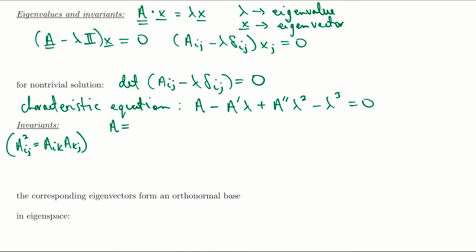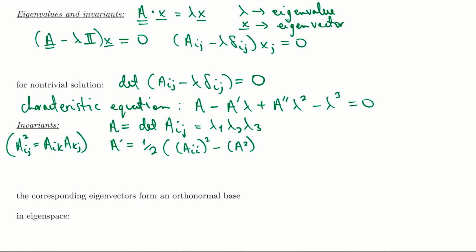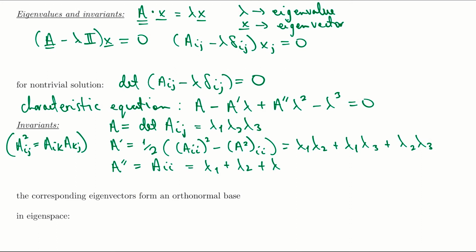So for our invariants, we would have the following, and the corresponding eigenvectors form an orthonormal base in eigenspace as follows.